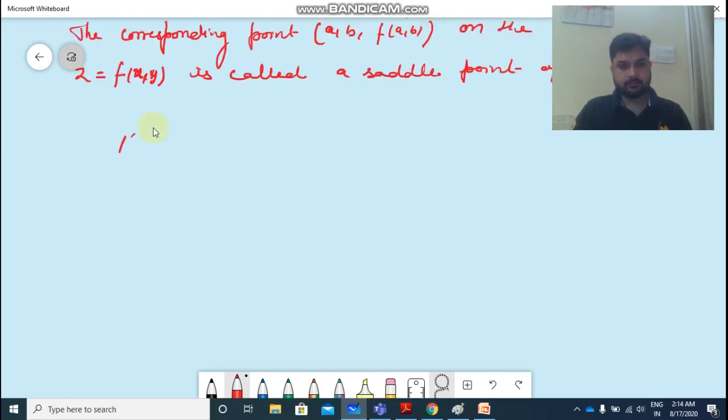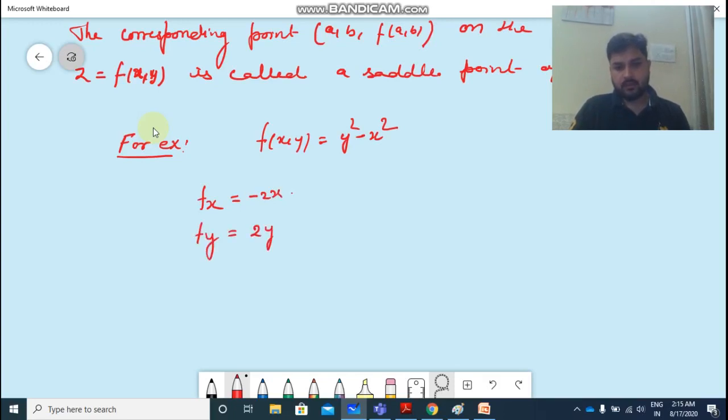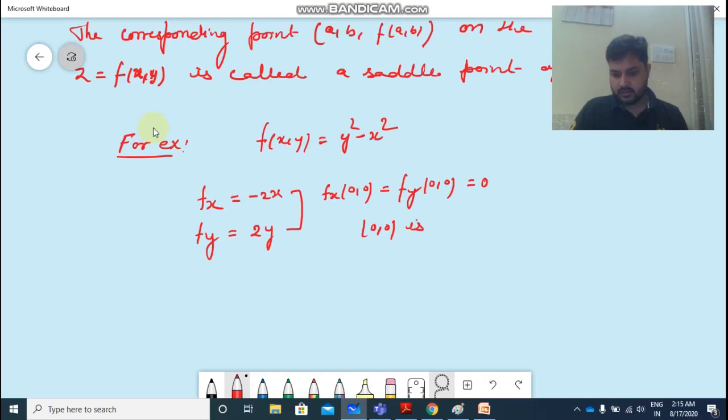For example, if we take f(x,y) is equal to y square minus x square, then f_x will be minus 2x and f_y will be 2y, and we observe that at the origin f_x(0,0) is equal to f_y(0,0) and both are equal to 0. So here the point (0,0) is a critical point.